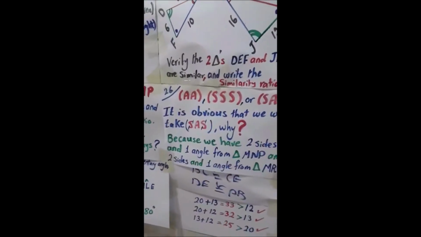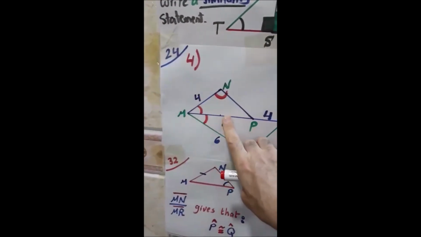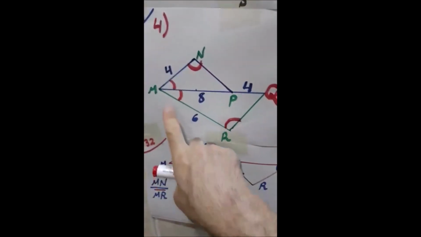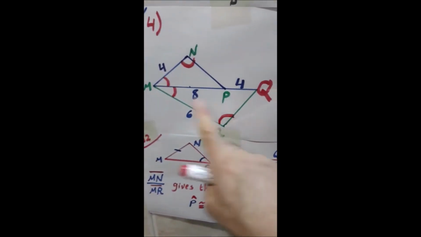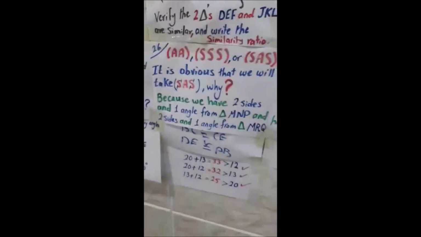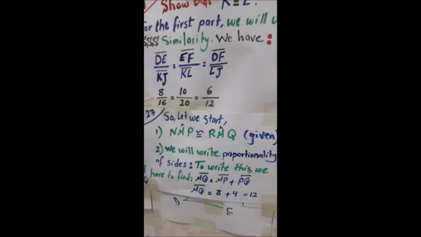So guys, this is obvious. Now we will use side angle side because we have two sides from NMP, and we have the sides MQ and MR from the triangle MQR, and we have this angle and this angle. So this will give us permission to use side angle side, yes, to show that these two triangles are similar.